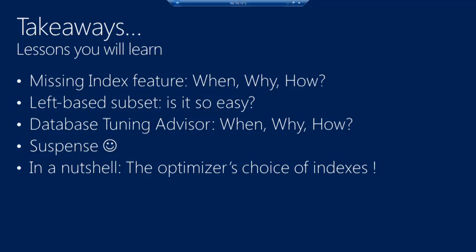So this is what is going to be your takeaways kind of agenda. It's a demo-heavy session. I will present precisely 3 demos to you, 3 indexing scenarios. The first one will be related to the missing indexes feature in SQL Server. And I assume that all of you know about the missing indexes feature and the missing indexes DMVs. So I'm not going to introduce the feature to you, but I'm just going to show you certain caveats with this feature. We will then move on to the left-based subset mechanism. Is it so easy to define the order of columns when you're designing indexes?